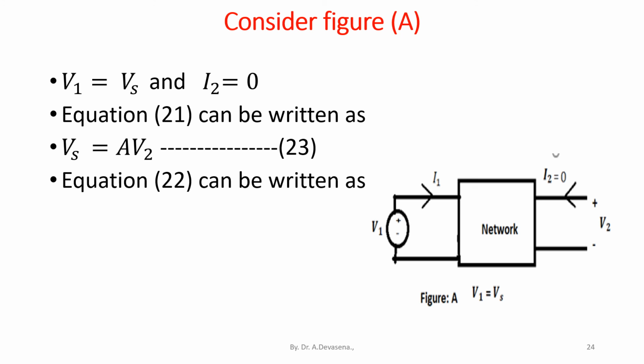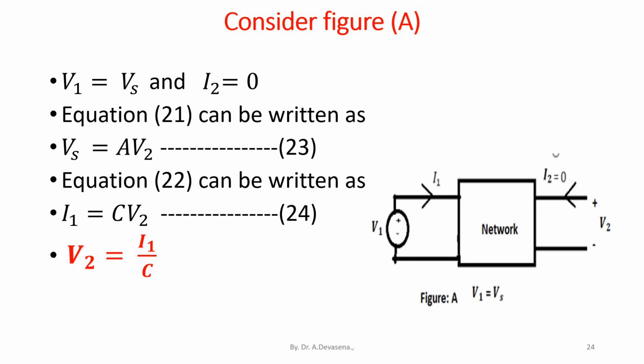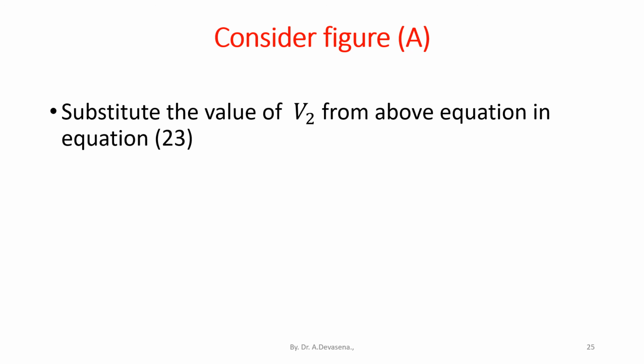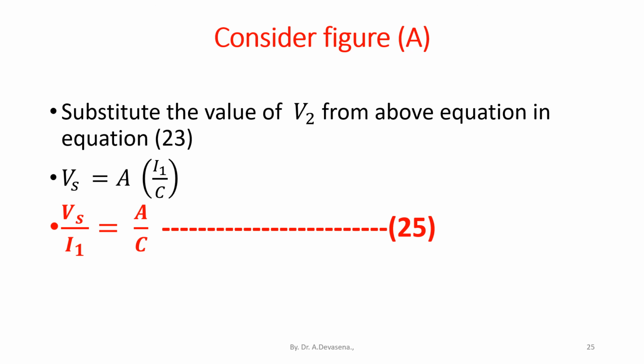Similarly, equation 22 can be written as I1 is equal to C into V2. This is considered as equation 24. Therefore, V2 is equal to I1 divided by C. Substitute the value of V2 from the above equation in equation 23. Equation 23 becomes Vs is equal to A into I1 divided by C. That is, Vs by I1 is equal to A divided by C. Consider this as equation 25.